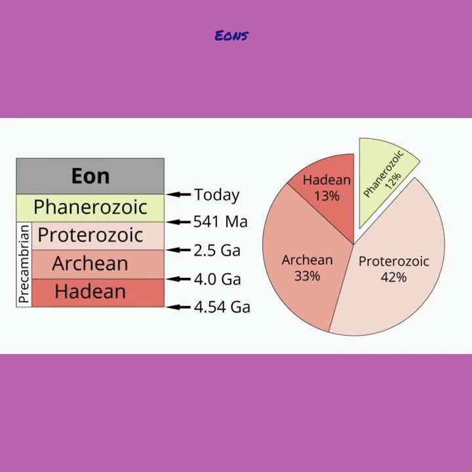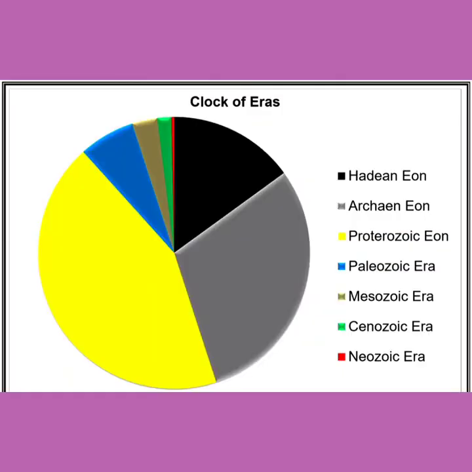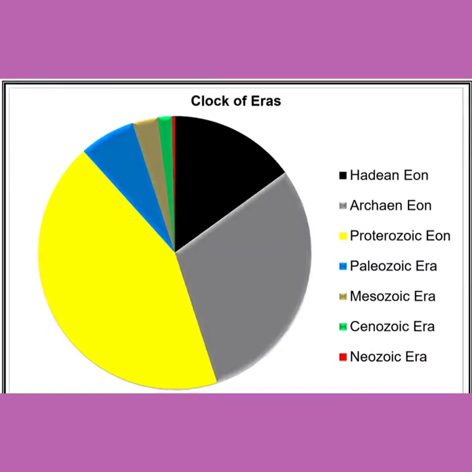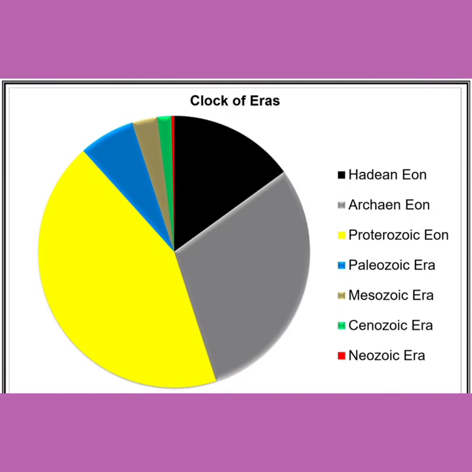How do we read a geological time scale? The largest blocks of time on the geological time scale are called eons. Eons are split into eras, and each era is divided into periods, and the periods may be further subdivided into epochs. Coming to eons, the eon is the broadest category of geological time.